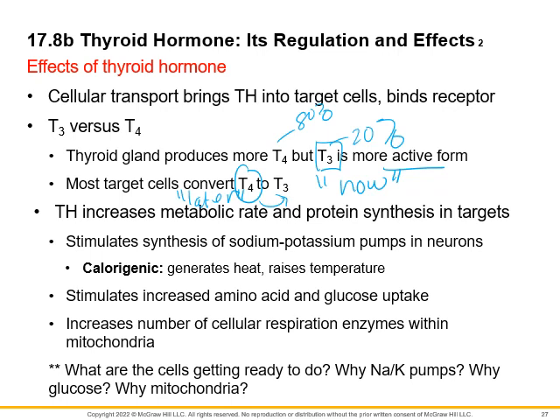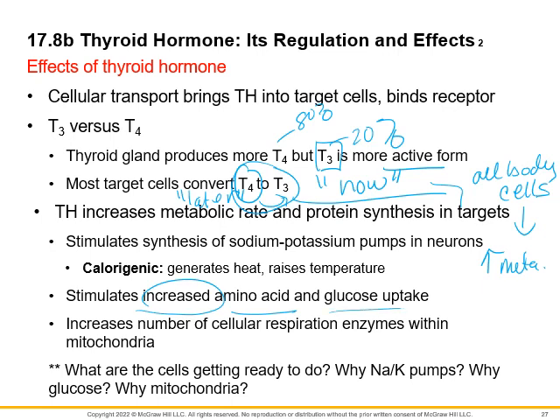What are some of the things that T3 and T4 can do? They're going to go to all body cells, right? So T3 and T4, the target organ is all body cells. And it's going to tell all the body cells to increase metabolism. You're going to see an increase in amino acid uptake and glucose uptake. You're going to see increased cellular respiration enzymes. These are proteins, right? Enzymes are proteins being made. So what are the cells getting ready to do? What is all of this T3 and T4 going to do to the body cells? The cells are going to increase the buildup and breakdown, right? They're going to increase ATP production.